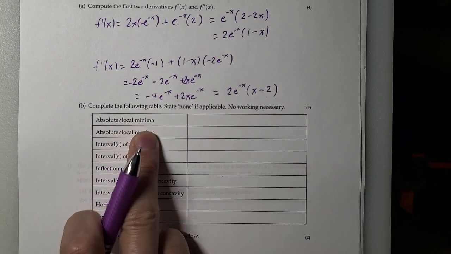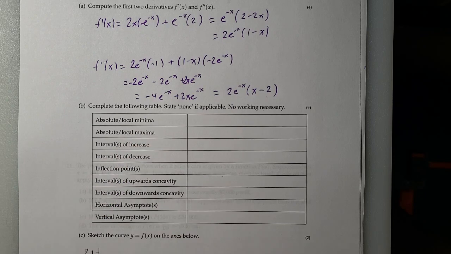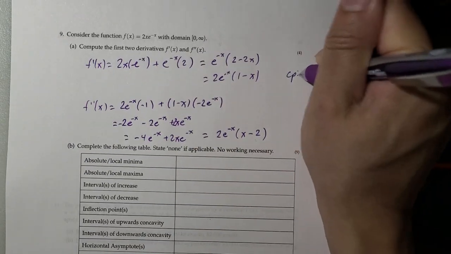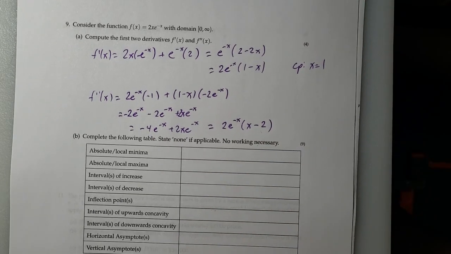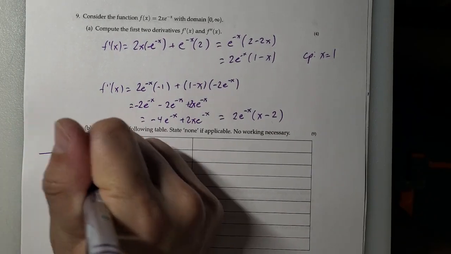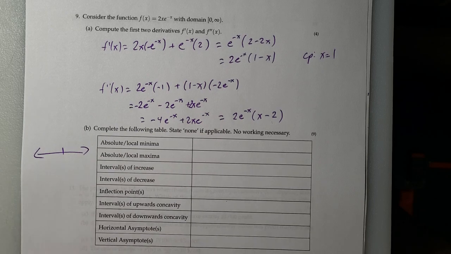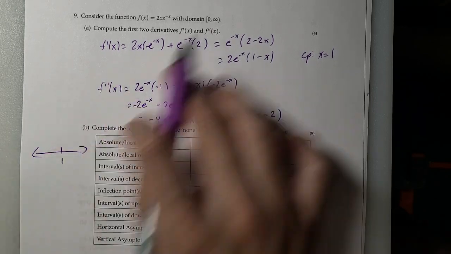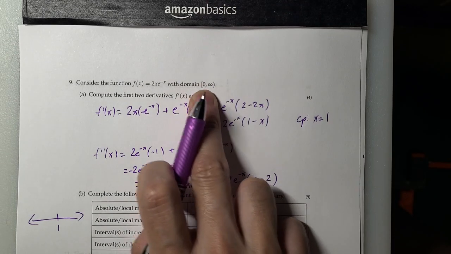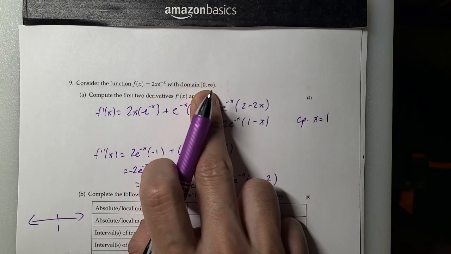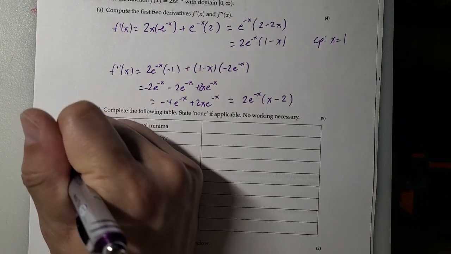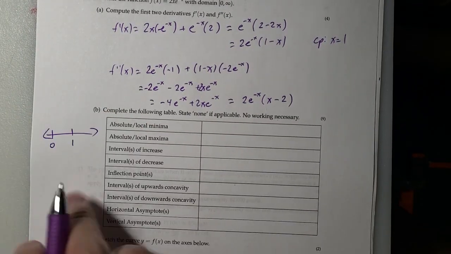Absolute and local min, absolute and local max. So how do we do that? First derivative. We know that there's a critical point at x equals 1. So we draw a handy dandy number line, and this point is 1. When x is less than 1, remember our domain. I didn't mention that when I started the problem, but we're given the domain of 0 to infinity. So technically, like this.